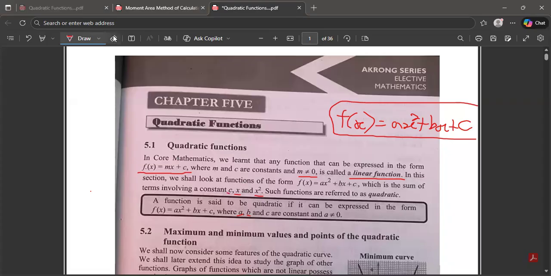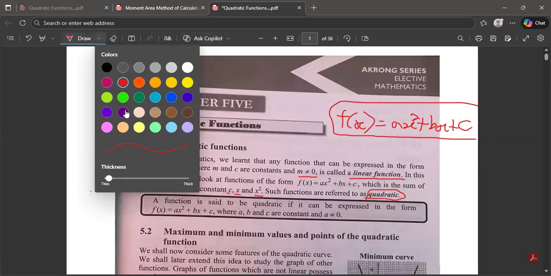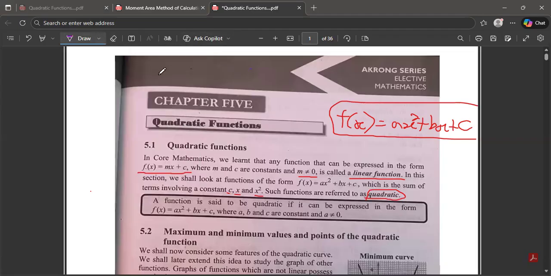Also, such functions are referred to as what? Quadratic. When you see the x squared, it is referred to as a quadratic function. So if this is a quadratic function, the one I'm writing with the blue pen, I hope you can see it, how will you call this other function? Let's say f of x is equal to mx plus c. How will you call this function?